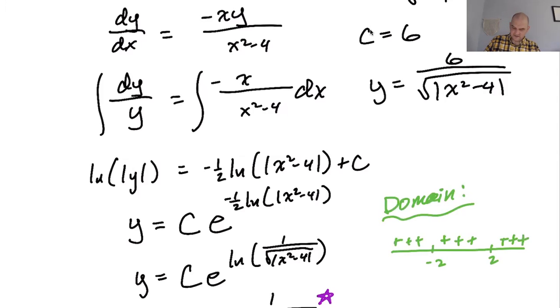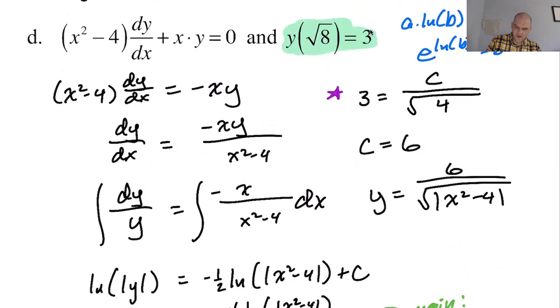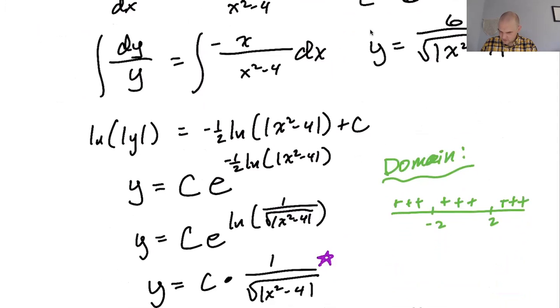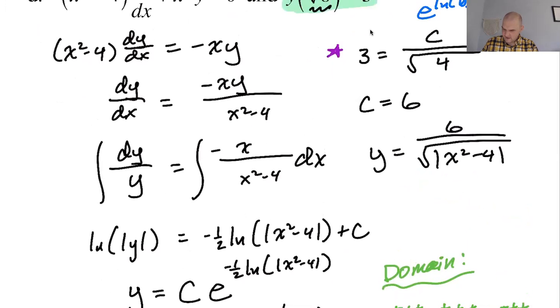So the question is, where does radical 8 fall? Because x needs to be able to be radical 8. So radical 8 is 2 root 2, which is like 2.8-ish, I guess. So it's there. So here I need to include x is greater than 2. I believe that this is my final answer on this question.